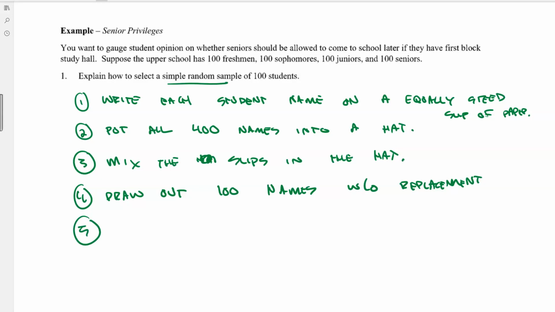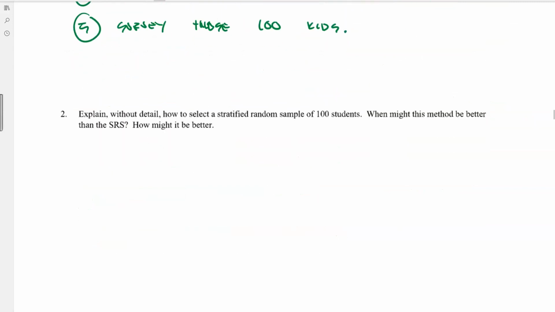We survey those 100 kids. That's how you would get a simple random sample. Don't forget to say that you're going to mix the hat. Don't forget to say that you're drawing without replacement. Don't assume those things. You should put good detail into it.